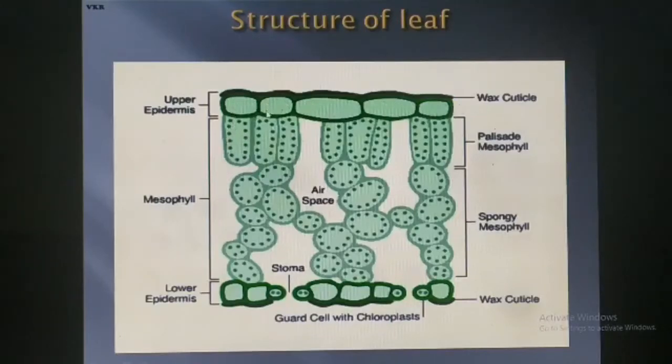Then there are the cylindrical lines. This is called palisade mesophyll. Palisade mesophyll, these are the columnar kind of cells which provide surface area. On the other hand, you can see this air space. This air space makes this whole cell spongy. So that's why it's called spongy mesophyll.